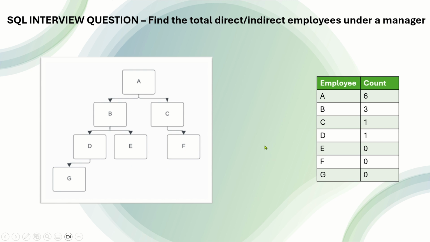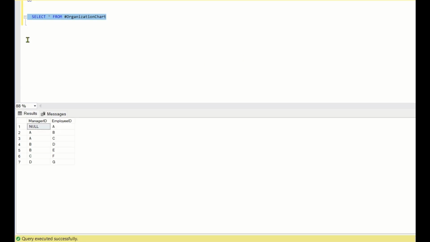Hope you all understood the question. Now let's go back to SQL Server Studio and see how to solve this. As discussed, this is the input data. We have the manager ID and employee ID columns. If the manager ID for an employee is null, that means he is the topmost employee. A is not having any manager, that's why the manager ID is null. Similarly, for each and every other employee, you'll have a manager ID.